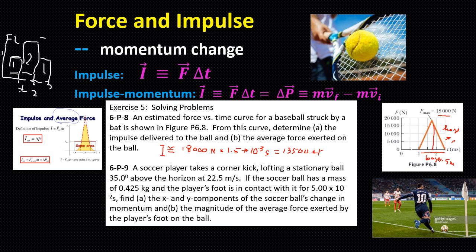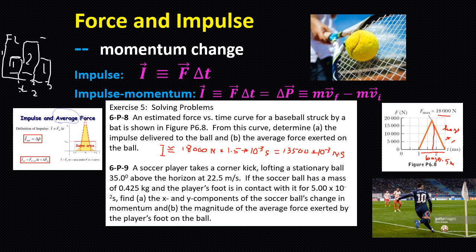So times 10 to the negative 3. Okay, Newton seconds. That's the impulse of the bat on a baseball. Why do we want the impulse? We want the impulse to equal the momentum change of the ball. And also from here, sometimes you want to know the average force.